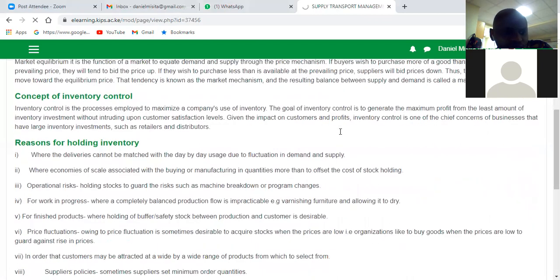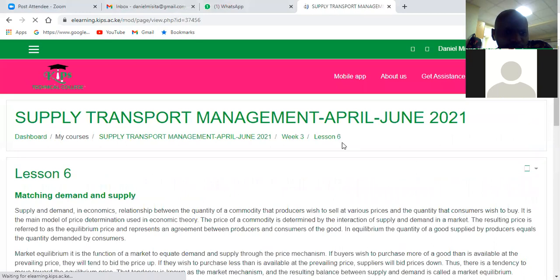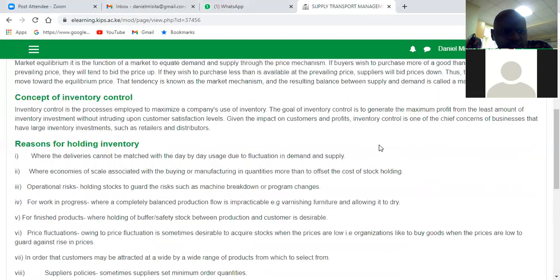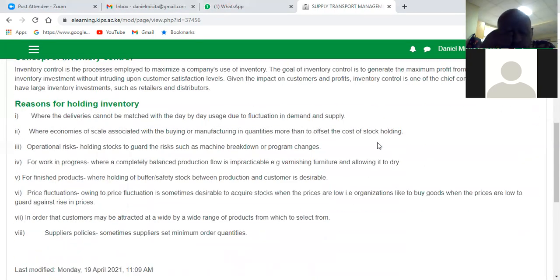Then the other thing we will talk about today is the reasons for holding inventory. Why do we hold inventory in the organization? Number one is because we want to create a balance where deliveries cannot be matched with the day-to-day usage due to fluctuation of demand and supply. So sometimes it's very difficult for you to match demand and supply in the organization. Therefore, you need to keep some stock that will help you to do that.